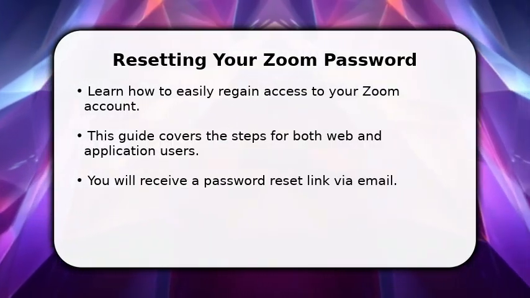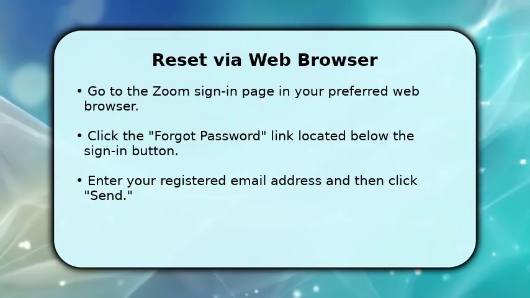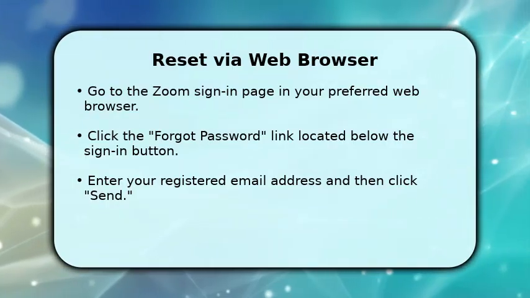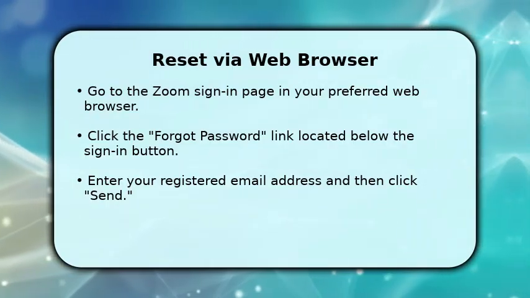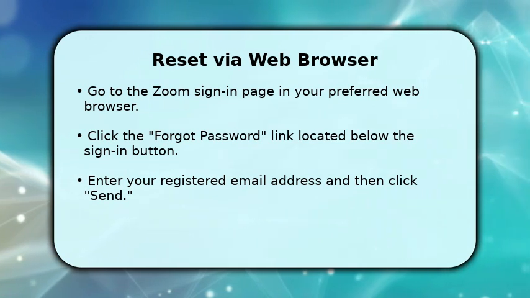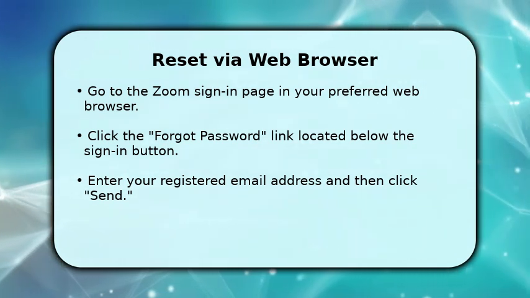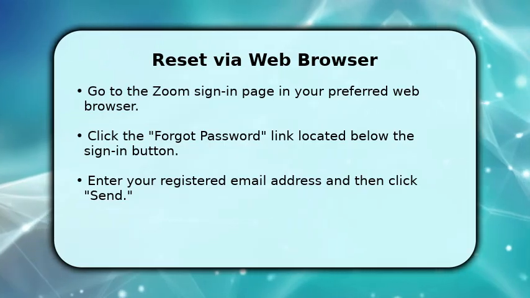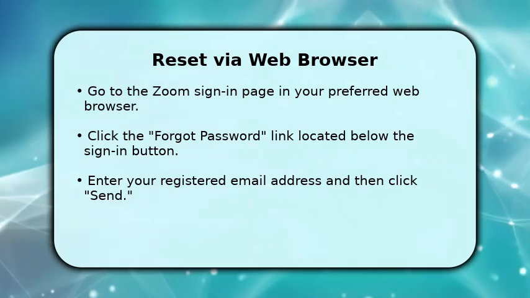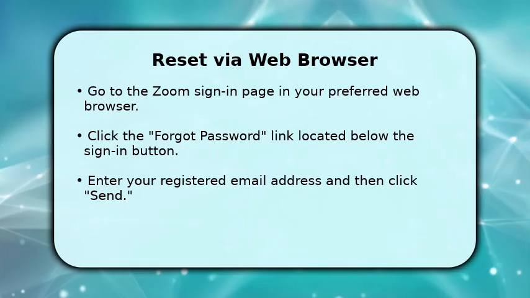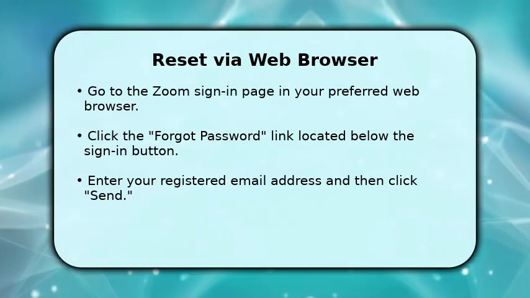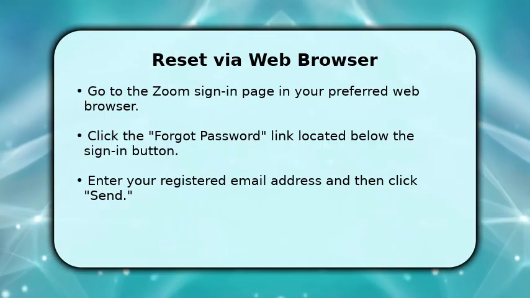Let's get started. If you're using a web browser, begin by navigating to the Zoom sign-in page. Once there, look for the Forgot Password link, typically found right below where you would normally enter your credentials. Click on this link, then simply type in the email address associated with your Zoom account. After entering your email, click the Send button to proceed with the reset process.